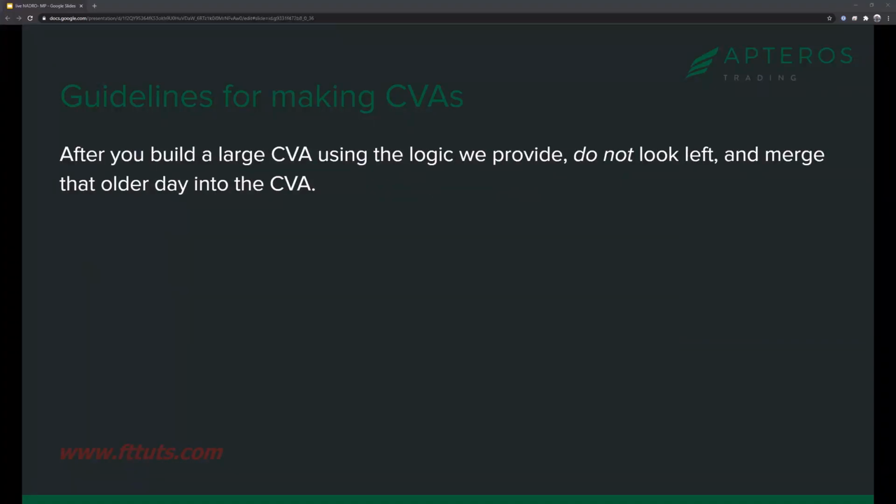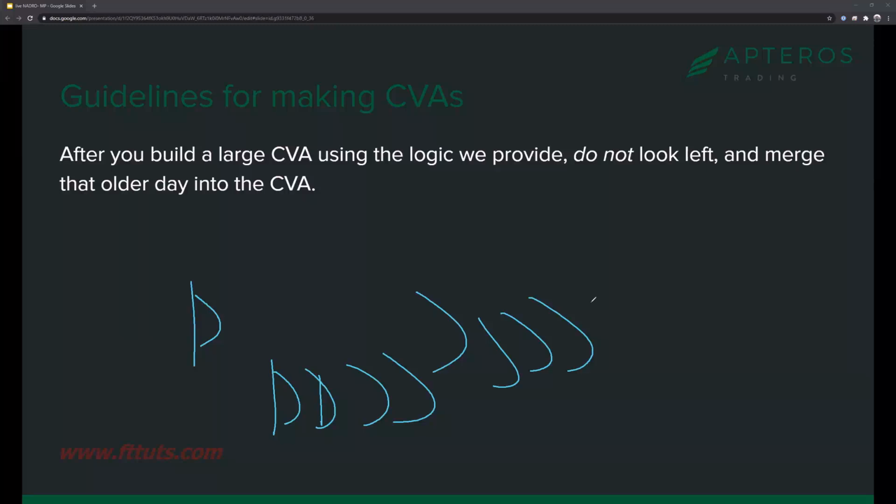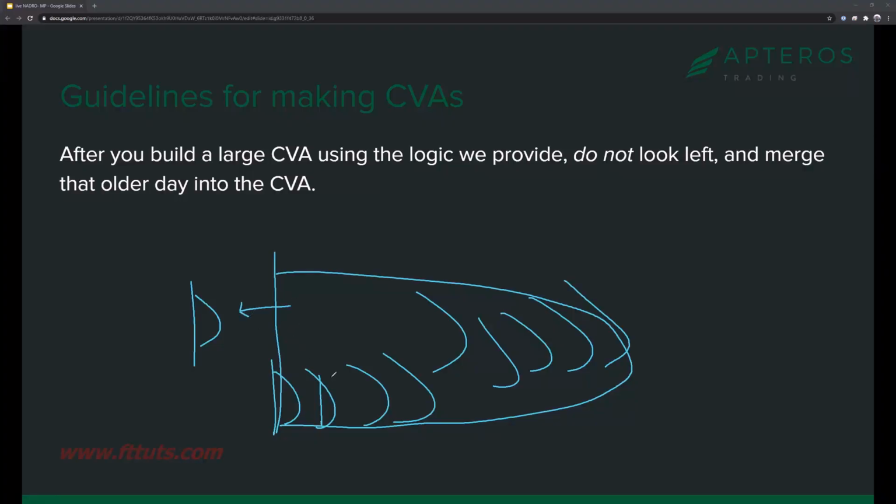After you build a large CVA using the logic we provide, do not look left and merge that older day that was previously not part of the CVA into the CVA. Okay, so you had a day here, and then you had this, this, this, this, and it tried to break, and then it got messy, and it didn't really go anywhere, and you ended up making a large CVA. Well, now you look left and you say, well, that's right in the middle of this CVA. I should just add it too. Don't do that. Never look left to merge. Only always look to the right to merge.